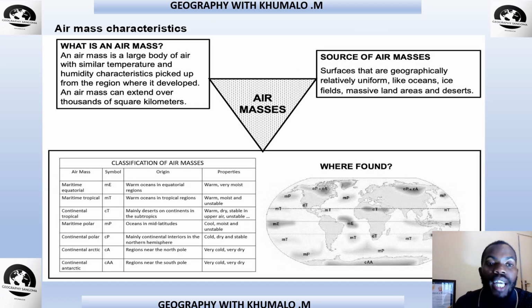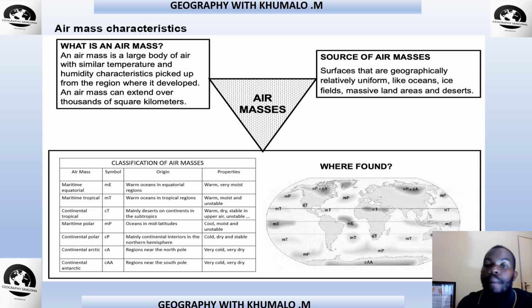Then we look at the air mass characteristic. What is an air mass? An air mass is a large body of air with similar temperature and humidity characteristics picked up from a region where it develops. So from the polar region, we get a cold air mass. From the equatorial region, we get a warm air mass. They are only air masses until they are set in motion. Once they start moving, then we call it wind.